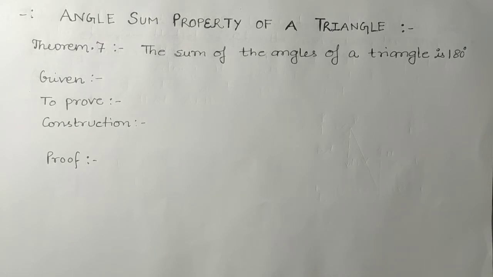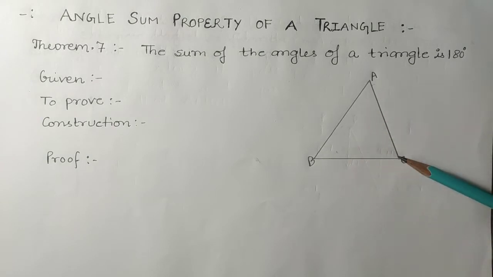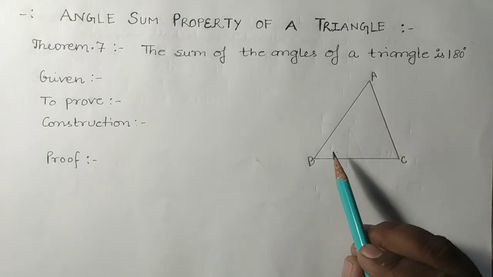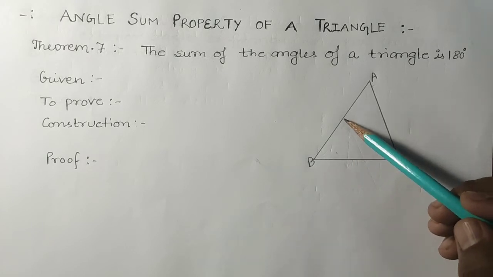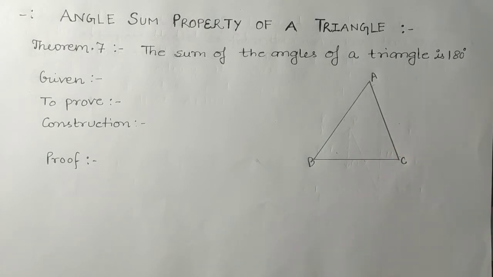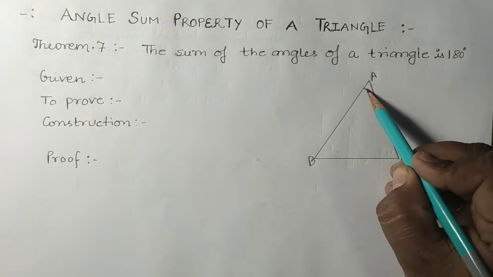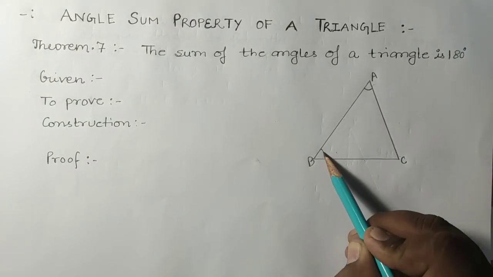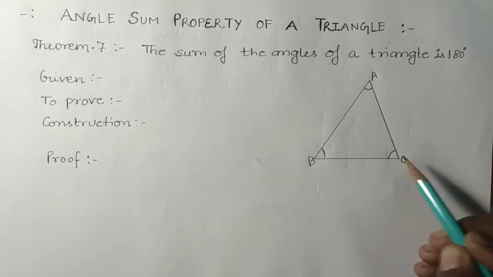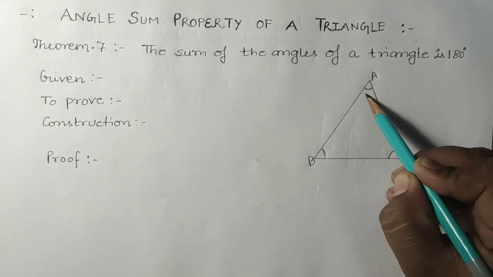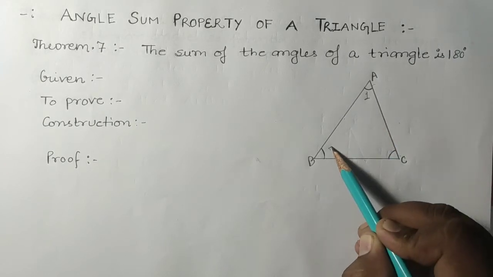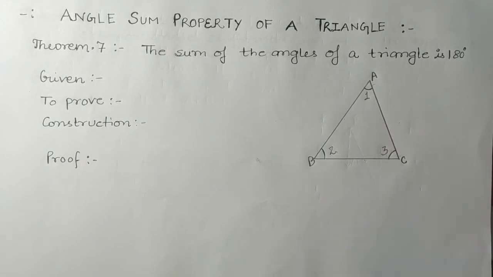A region bounded by three sides is known as a triangle. It is a plane figure like this. Here ABC is a triangle, and in this triangle ABC, there are three sides, AB, BC and AC, as well as three angles. This is angle A, this is angle B and this is angle C. For convenience, we can give them names also. Suppose it is angle 1, it is angle 2 and it is angle 3.